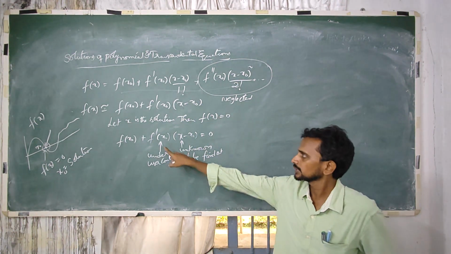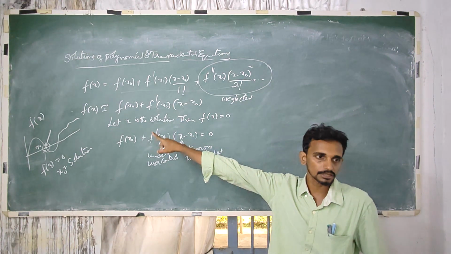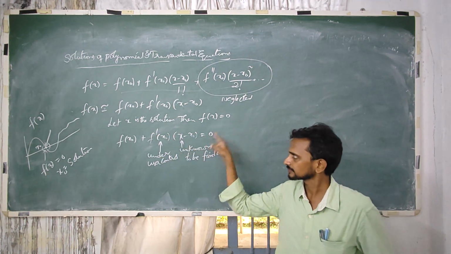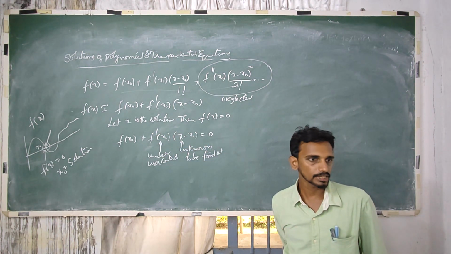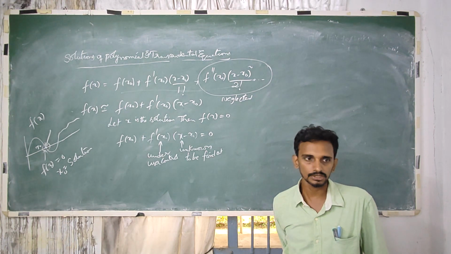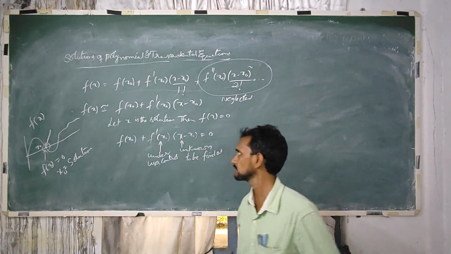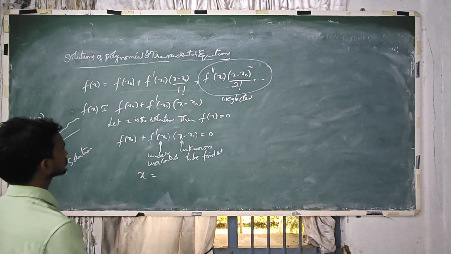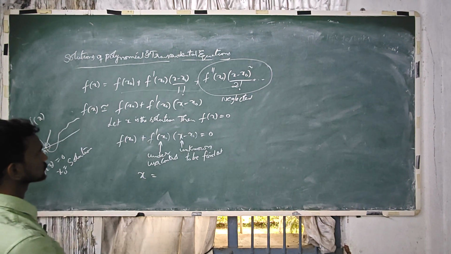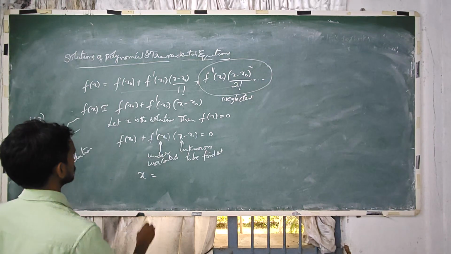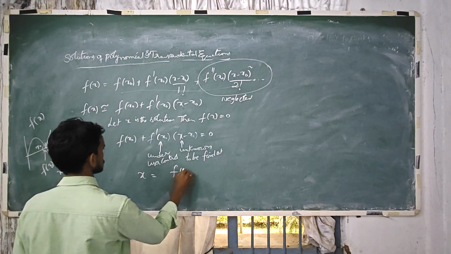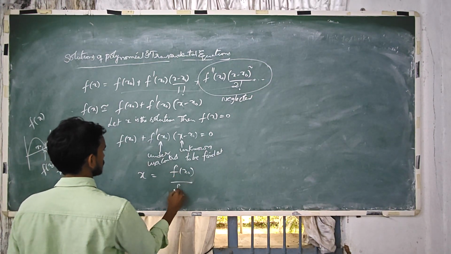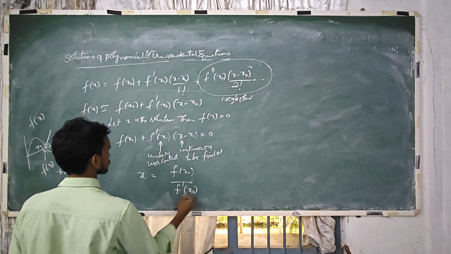So now I am assuming x is a solution, so f(x) becomes 0. I need to get the value of x, which is unknown to me. So if you write x is equal to what? What is x? It is obtained by f(x0) by f'(x0).